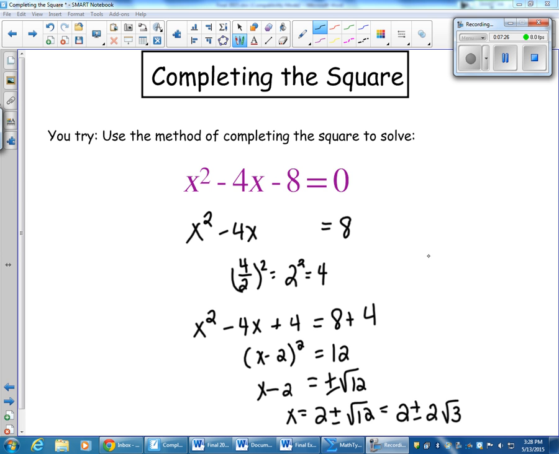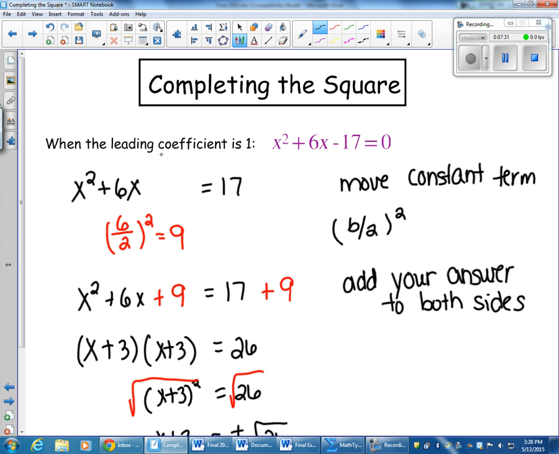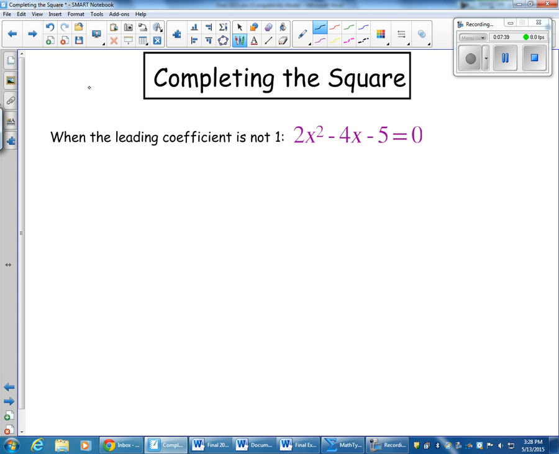Okay? So that's the method of completing the square, and this is when, like stated here, the leading coefficient is 1, meaning the number in front of x squared is 1. So now we're going to do the same thing, except the leading coefficient is not 1. Notice the leading coefficient here is 2. So here, the first step again is still to move the constant term to the other side. The next step is to factor out the leading coefficient. Again, leave some space.